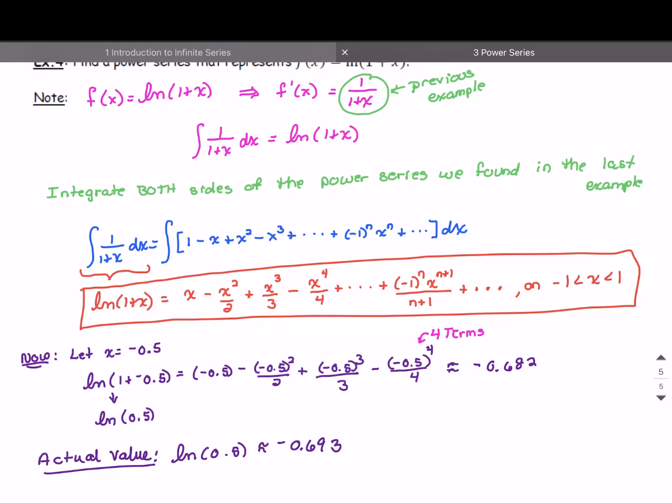Now, how can we make a better approximation? So this is an approximation for this. How can we get a better approximation? That's right, we only used 4 terms. If we use more terms, we will have a better approximation. So the infinite number of terms gives us the exact value, but we can't compute an infinite number of values.